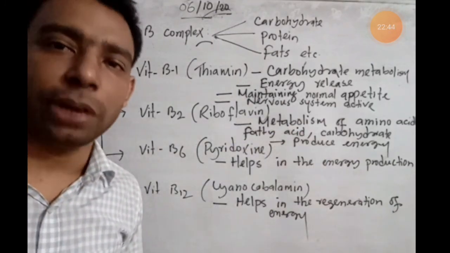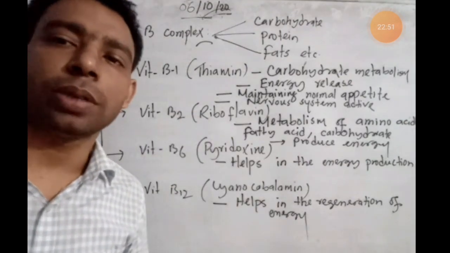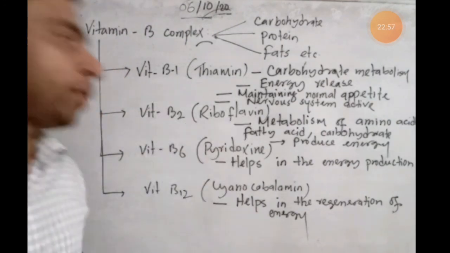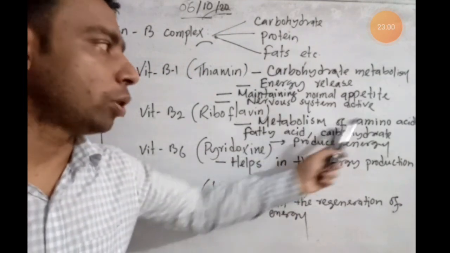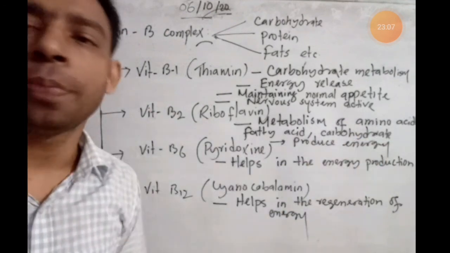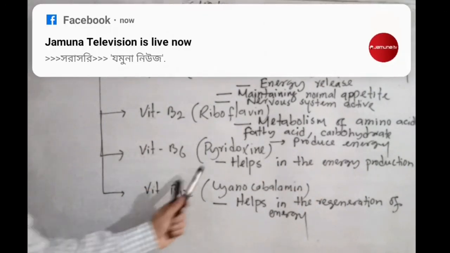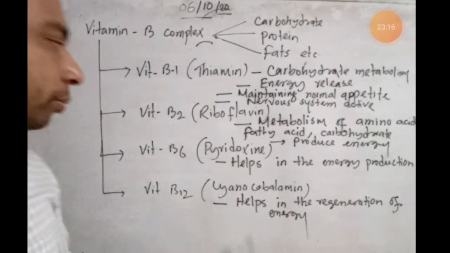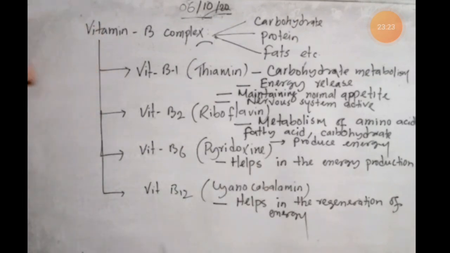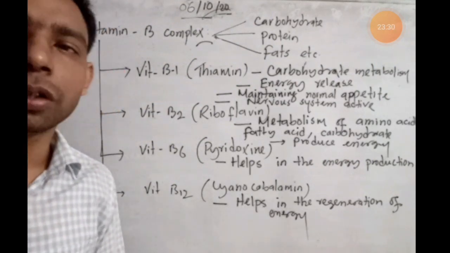And vitamin B2 is riboflavin. It also helps in the metabolism of amino acids, meaning protein breakdown, fatty acids, and carbohydrate breakdown into glucose and fructose, and it produces energy. Vitamin B6 is pyridoxine, which helps in energy production. And vitamin B12 is cyanocobalamin, which helps in the regeneration of energy. Regeneration of energy means the energy we produce is utilized properly; if it is not properly utilized, it is regenerated again. I hope you understood this.